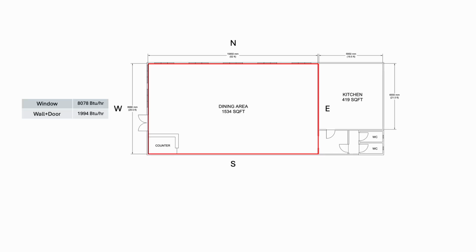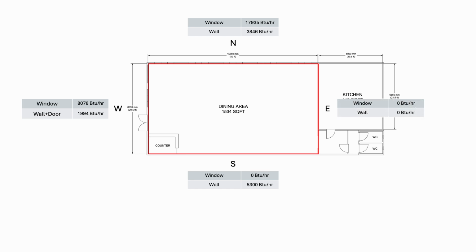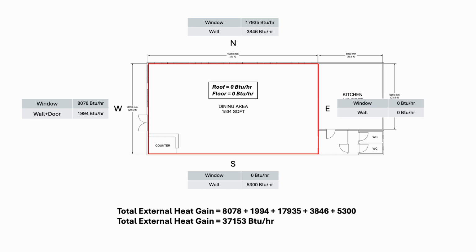Now, we have calculated the heat gain for the west wall. We'll do the same for the north wall and south wall. For the east wall, assume the kitchen also has air conditioning, the heat gain is 0. We also assume the floor above has air conditioning, so there's no heat gain through the roof. For cooling, the floor heat gain is 0. In total, the external heat gain is about 37,000 BTU per hour.